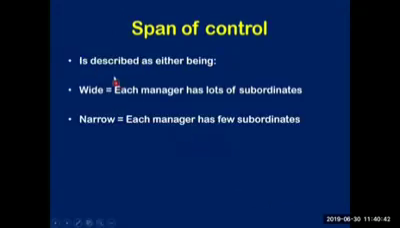Span of control is described as either being wide, each manager has lots of subordinates; narrow, each manager has few subordinates. So the span of control will be wider if the manager has more subordinates, and the span of control will be narrower if the manager has fewer subordinates.